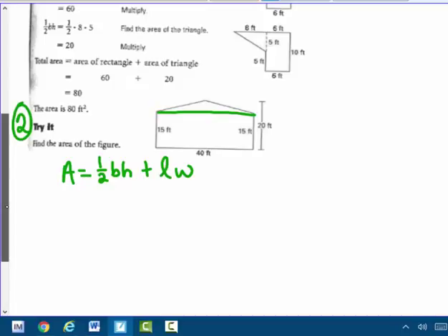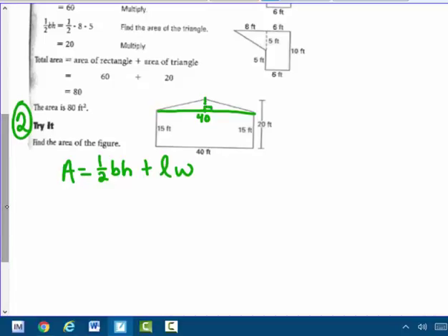One-half base, well, the base obviously is 40, because this is a rectangle. This base is also 40. What's the height of this triangle? Well, all of it from top to bottom is 20. Here's 15 of it, so this little piece from here to here must be 5, right? Because 15 plus 5 makes 20. So that height inside here is 5 feet.